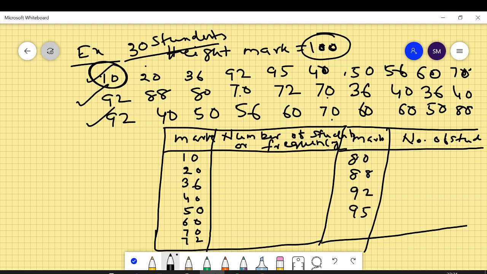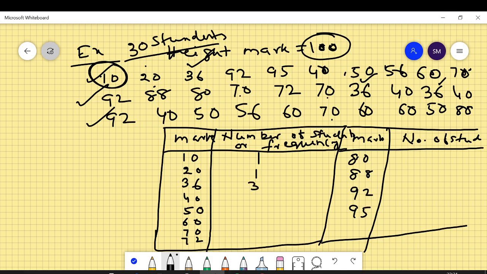How many students score 10 marks? 1 student. Then the frequency of 10 marks is 1. How many students score 20 marks? Only 1 student. Then the frequency of 20 is 1. How many students score 36? 1, 2, 3. Then the frequency of 36 is 3.